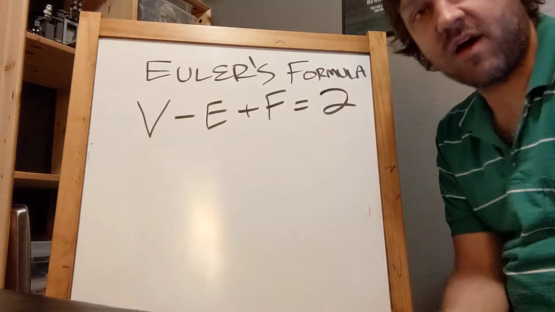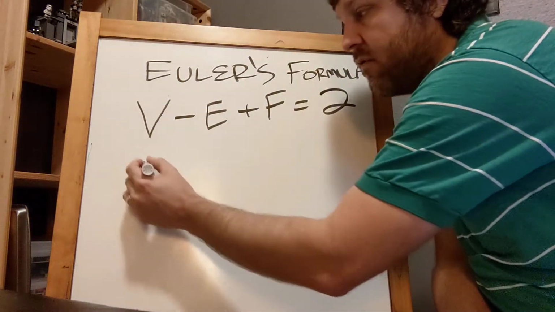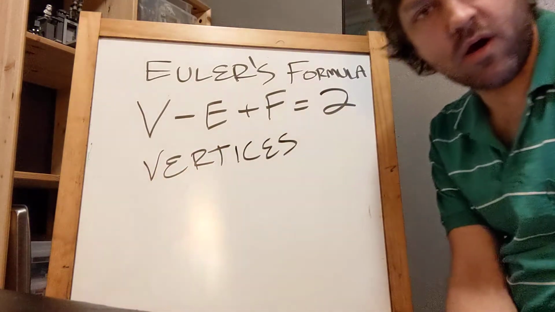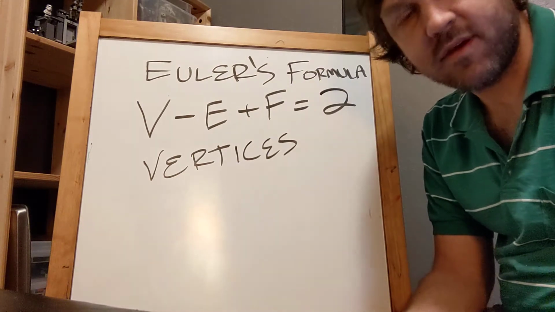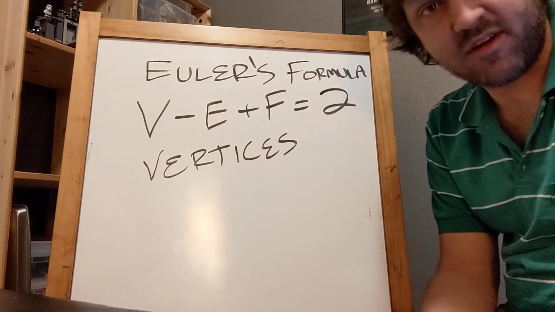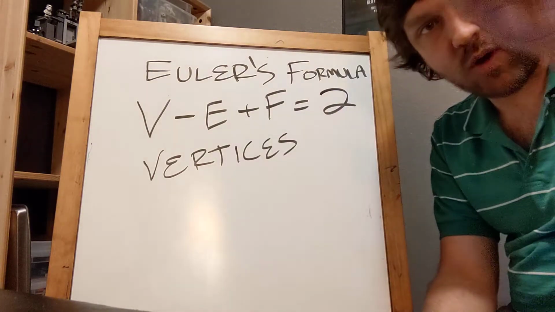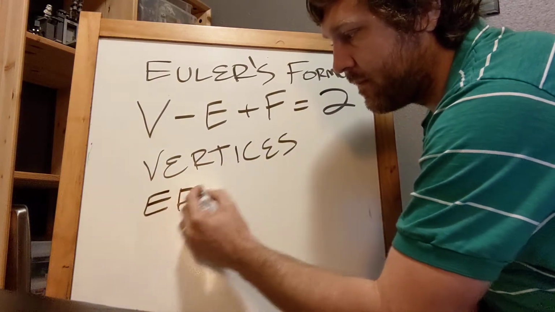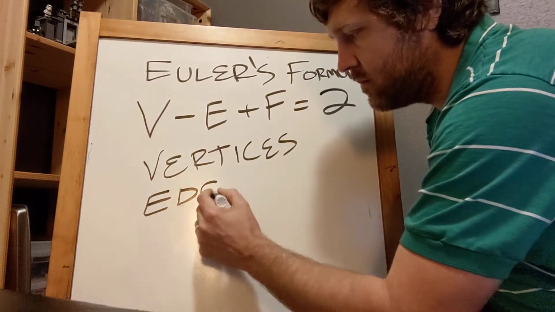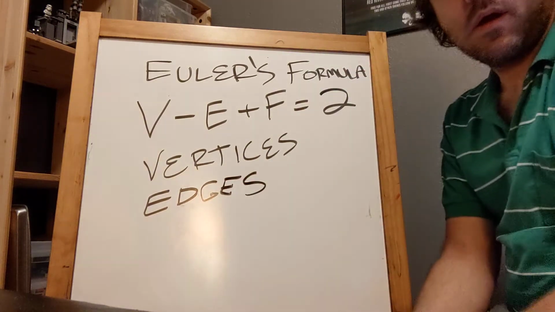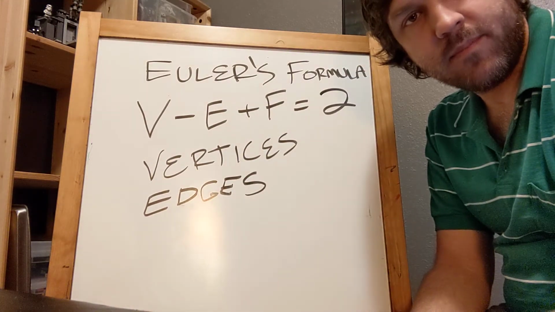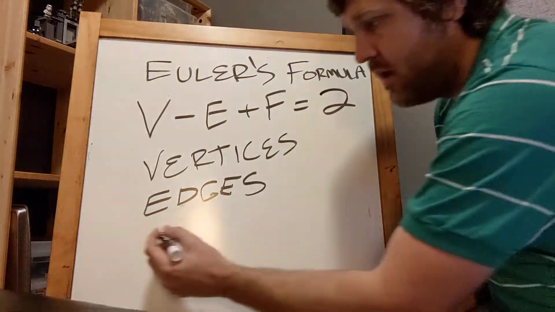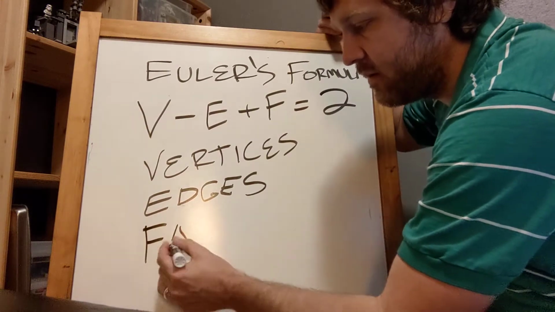These letters stand for the following. V stands for vertices. You should remember that word. It's the plural of vertex. So that's the number of vertices in a figure. If you remember, it's the points, where all the line segments meet. E stands for edges. Sorry about my messy writing. Edges are the lines that make up the figure. And then lastly we have faces.